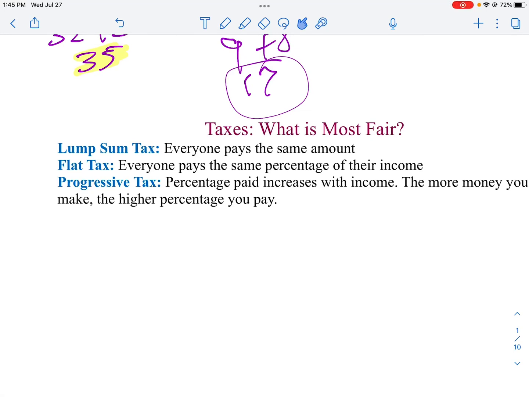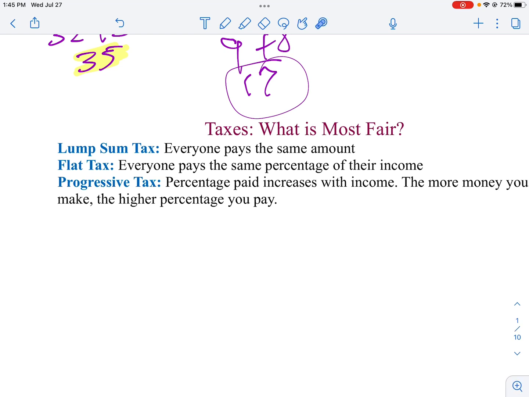In today's investigation, we're going to learn about domain and range. We're going to use that to investigate a problem. The problem is: which type of tax system is the most fair? There are three types we're going to look at.